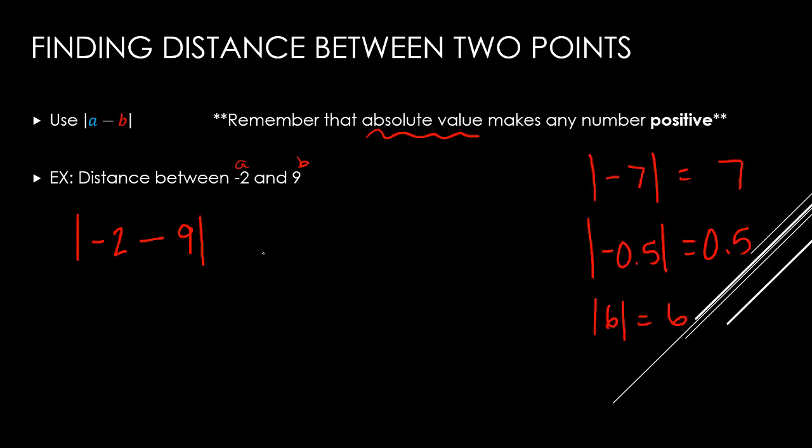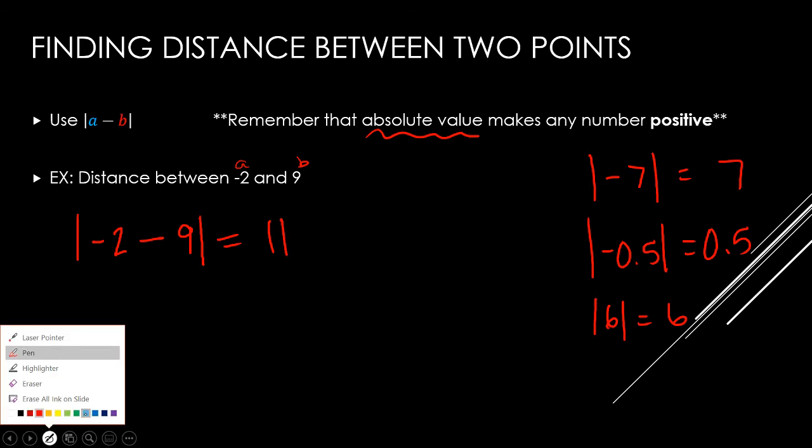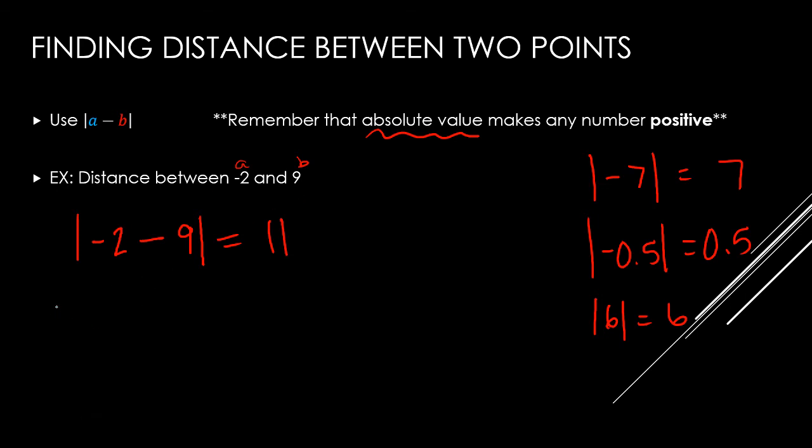So the answer here is positive 11. Now I want to try this in one other way with the numbers flipped. So let's say now that A is 9 and B is -2.